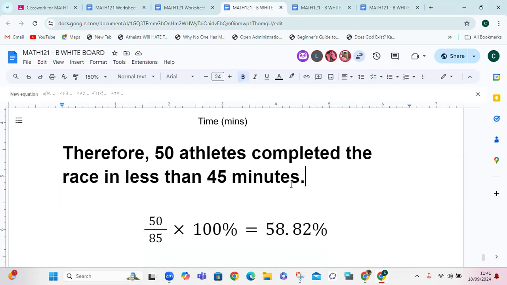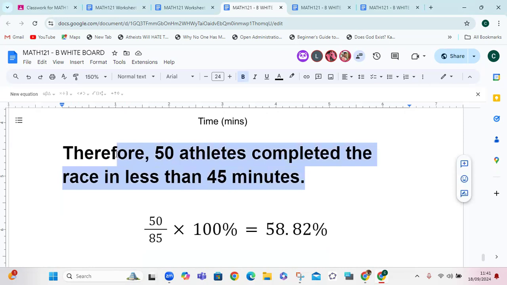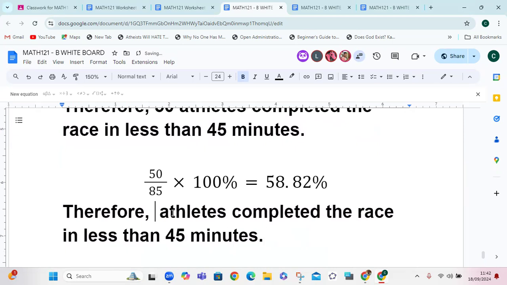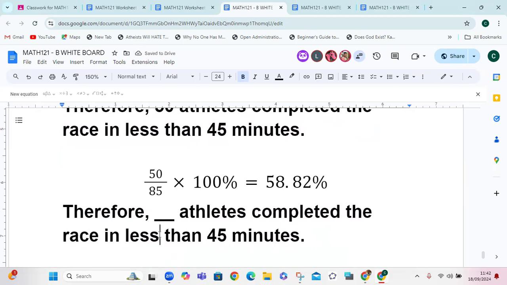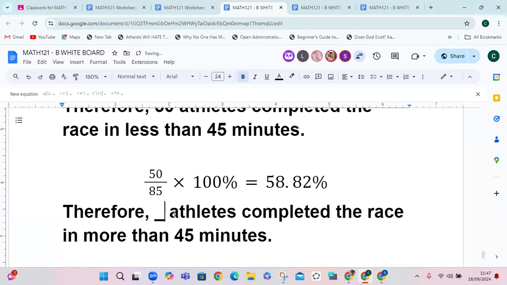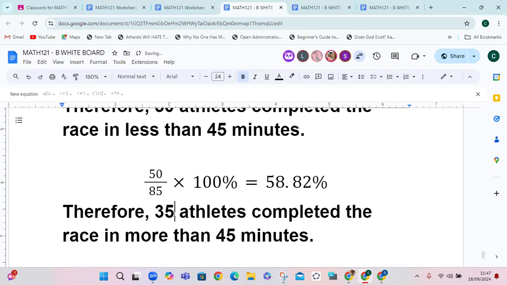Although this is not part of the question, what if you want to find the percentage of athletes who completed the race in more than 45 minutes? How would you calculate that? How many athletes completed the race in more than 45 minutes? Anybody can tell me how many of them? So therefore, if there are 85 students and 50 completed the race in less than 45 minutes, that would be 85 subtract 50. So 35 athletes completed the race in more than 45 minutes.